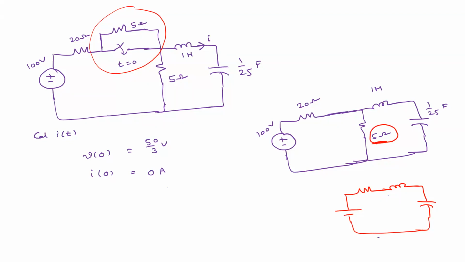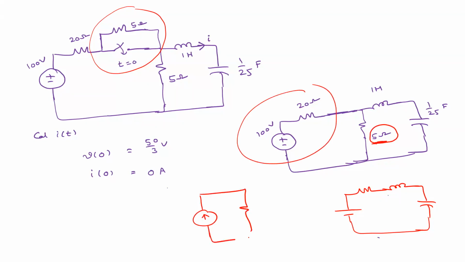Can we apply source transformation? If you convert this into equivalent, what will you get here? This is the circuit, right? What is this value? 100 by 5, this is 5 ampere. And what is this value? 20 ohm. And this? 5 ohm. And this is 1 Henry. And here you have 1 by 25 farad.